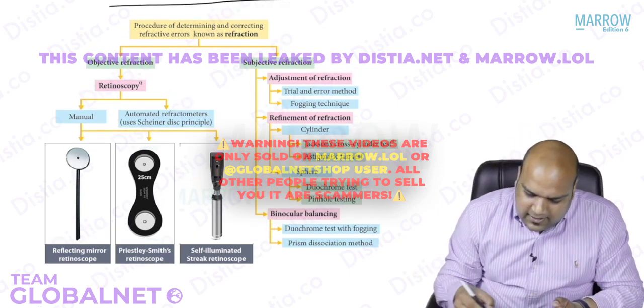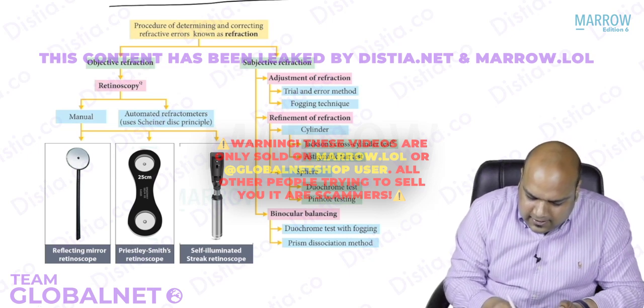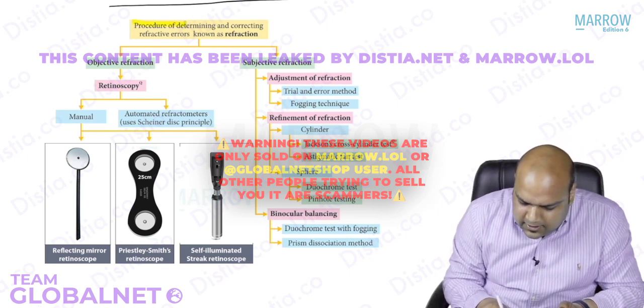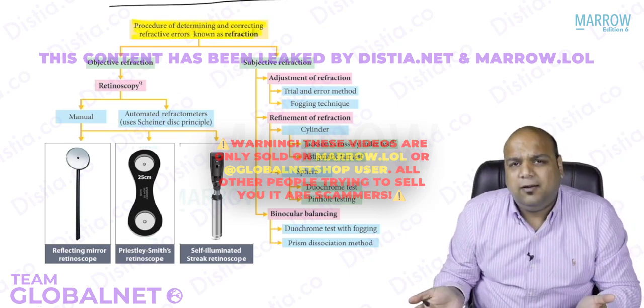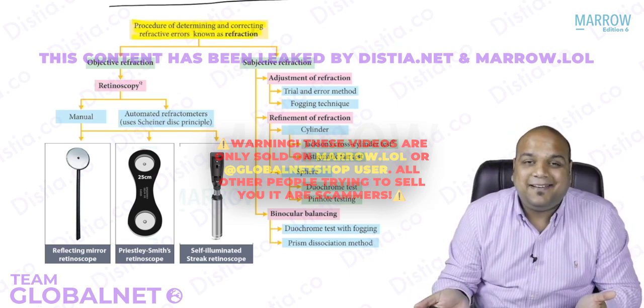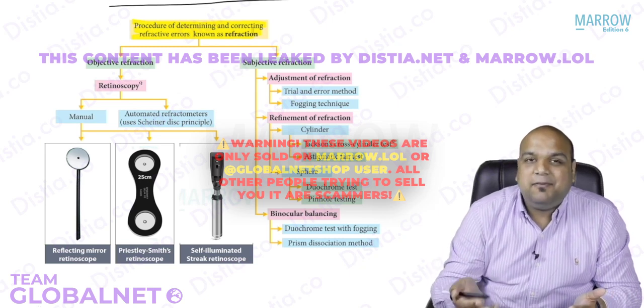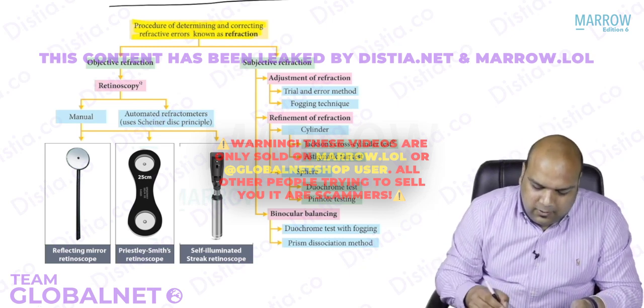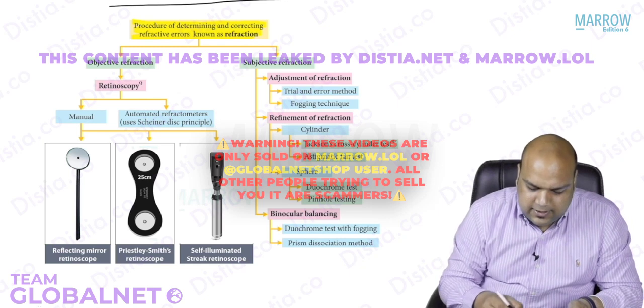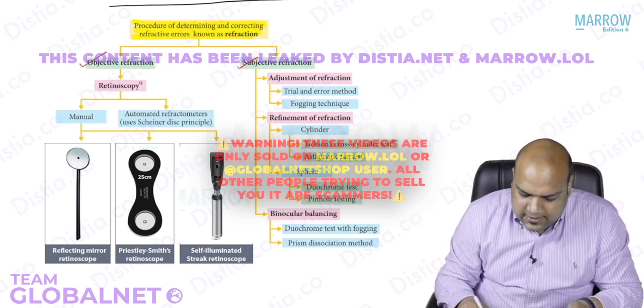So first of all, let's see what refraction is. As is written here, the procedure of determining and correcting refractory errors is known as refraction. We are determining what the refractory error is, and then we will be correcting it. Now, there are two main ways of doing this: one is objective refraction, one is subjective.